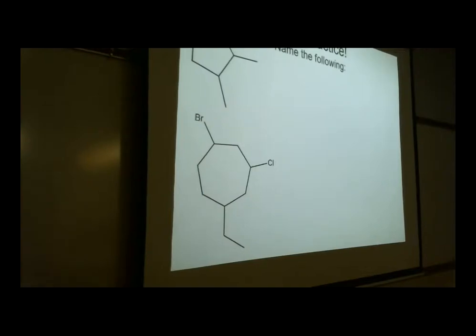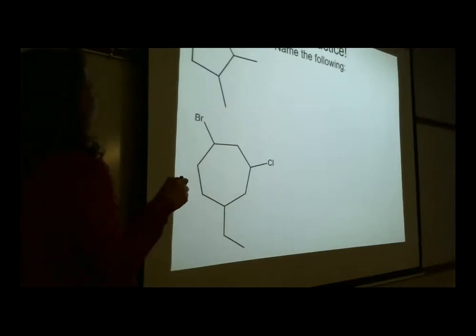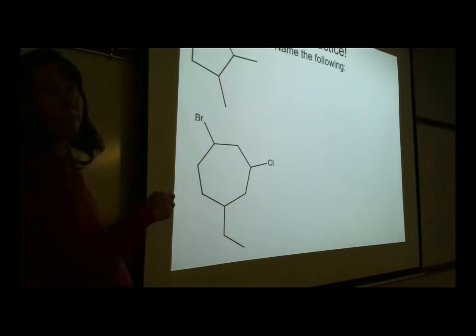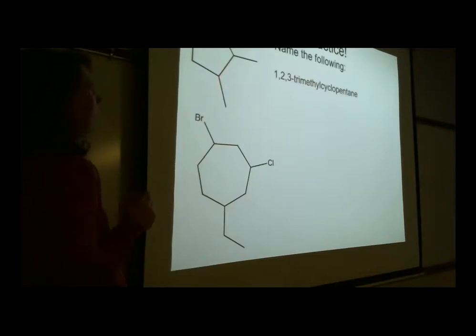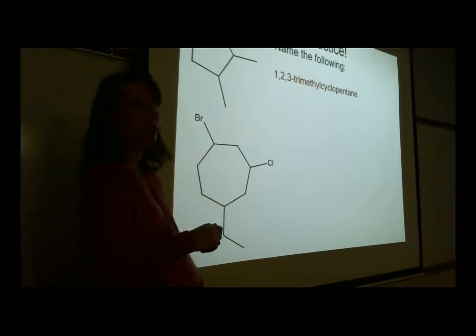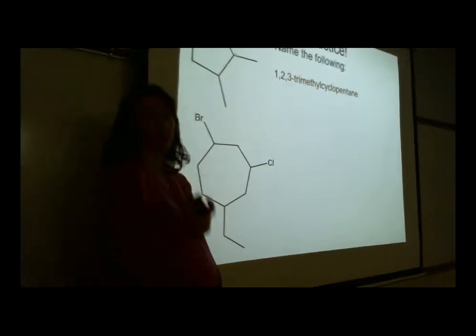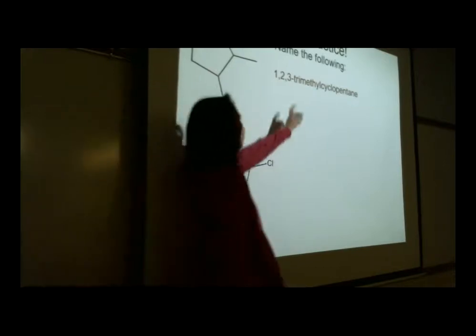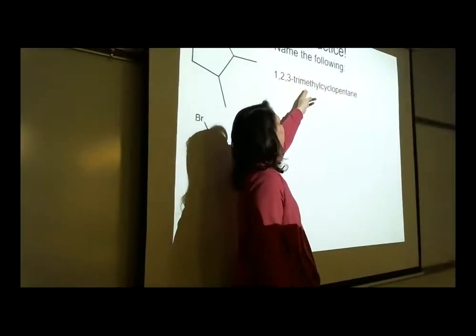Okay, for the top one, does it matter which I pick for number 1 between this one or this one? This one could be number 1 or this one could be number 1. You're still going to be 1, 2, 3 or 1, 2, 3 either way. But don't forget, you need that tri, right? It's not 1, 2, 3 methyl. It would be 1, 2, 3 trimethyl, right? Because you need to tell the reader that carbons 1, 2, and 3 all have methyl groups.